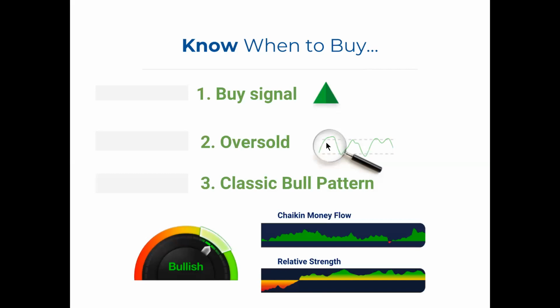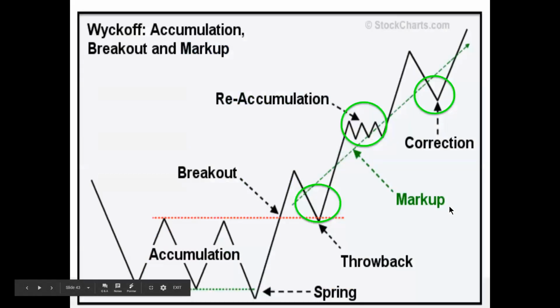Oversold, again, this up-down, this measures the zigzag pattern of the stock. You want to buy it when it's dipping down. You want to sell it when it's up here. And if you're buying the stock, you want that classic bull pattern. You want the strong power gauge rating. You want relative strength and money flow to be outperforming the market.